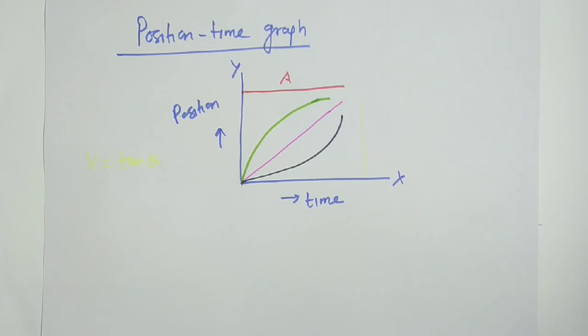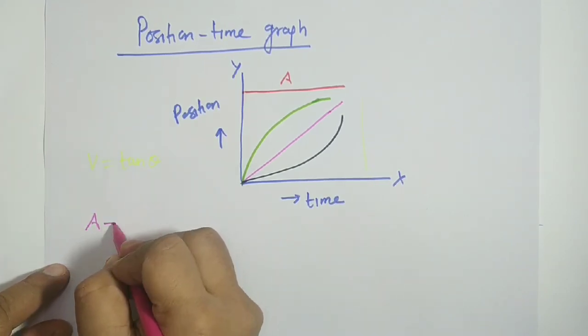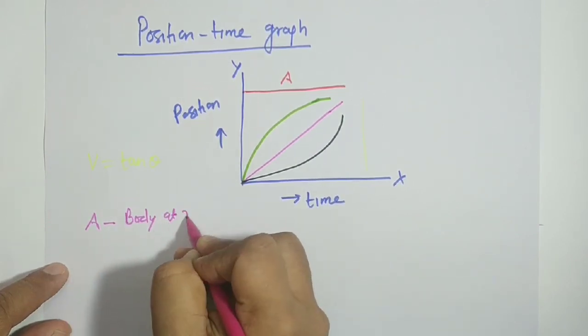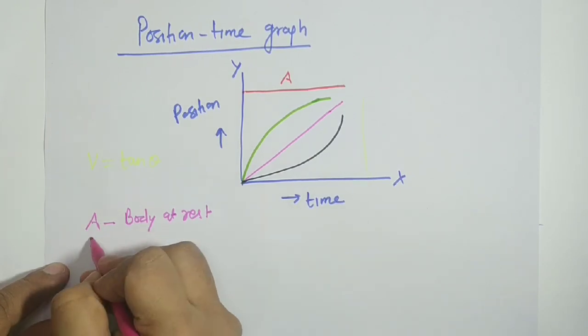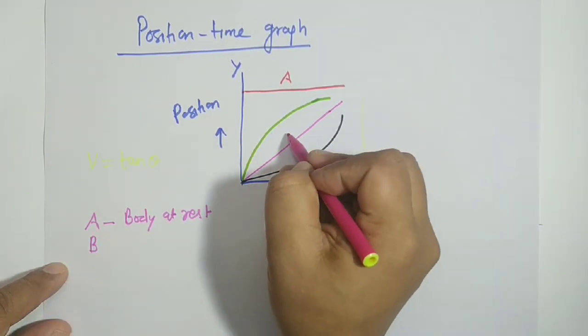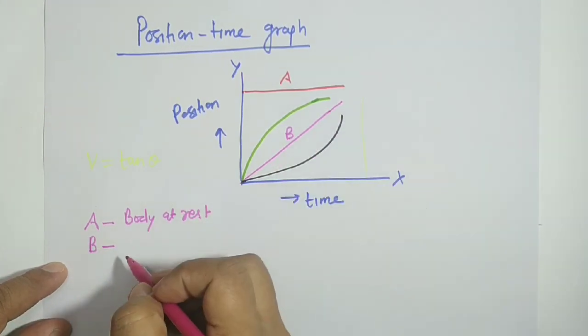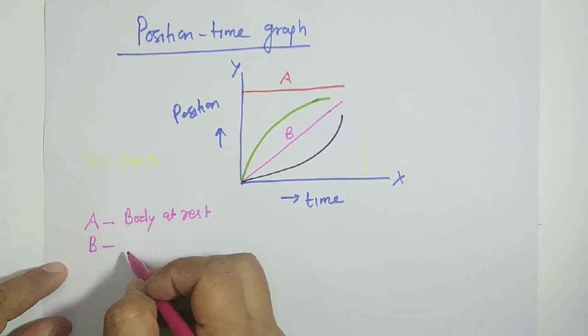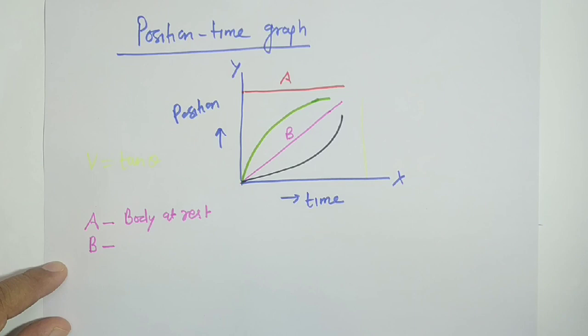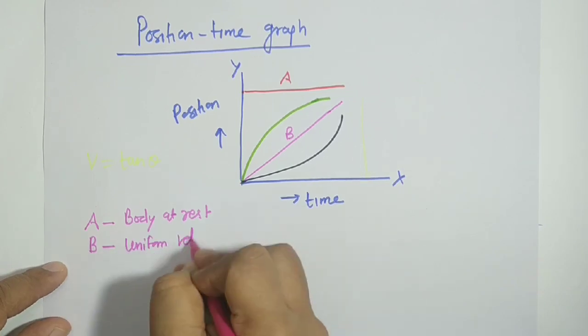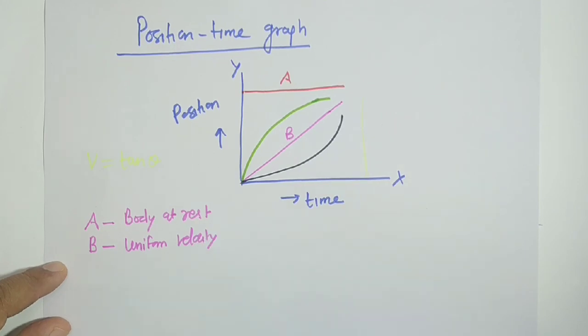So if you see A, what does A represent? A represents the body at rest, particle at rest. What does B represent? B represents uniform velocity, or you can say uniform acceleration. So here we know that it represents uniform velocity. Are you getting it?